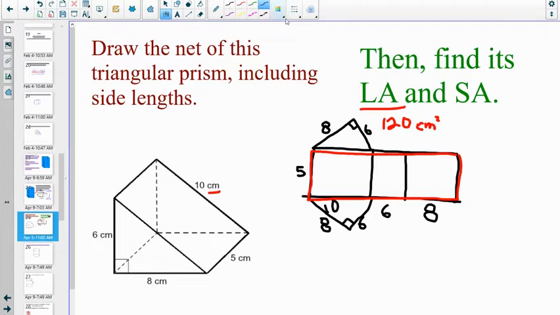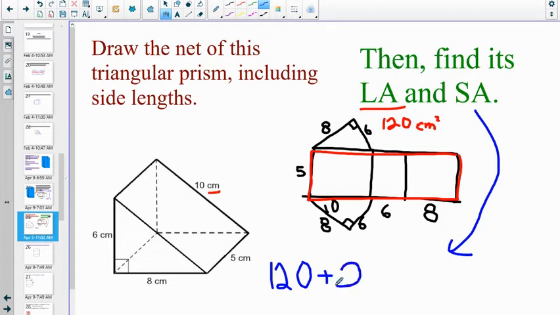And then my total surface area, we'll put that down here. My total surface area will be the lateral area, 120 centimeters squared, plus I've got two triangles. I'll always have two bases, so I'll add 2 times the area of this base, and that one will be the same. And they're triangles, so base times height divided by 2. Where's my base? Where's my height?